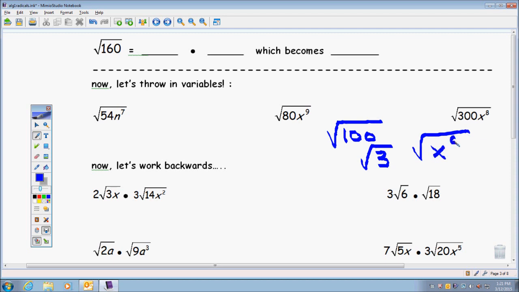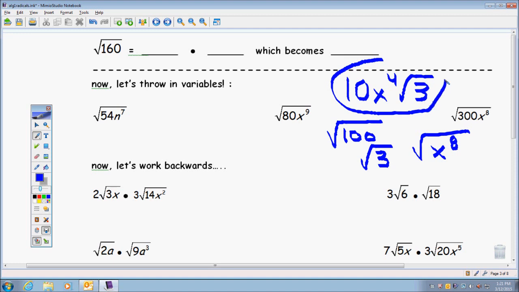It's already even. Now, ask yourself, what's perfect? That 100 is 10. Any even exponent is perfect. Just cut it in half. That's x to the 4th. And then what you have left over is radical 3. And there's your answer. Now, unfortunately, with variables, you're not really able to check these on the calculator because we don't know what the value of x is. You're just going to have to take it for what it is right there.